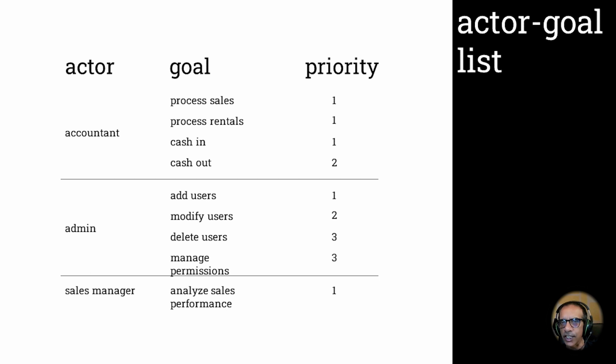Sometimes an actor goal list like this helps to further clarify the needs. The priority of these goals comes from the customer, and usually these priorities guide us nicely on which use case diagrams we need to create. Usually the ones with higher priorities, but may not be all with priority number one.